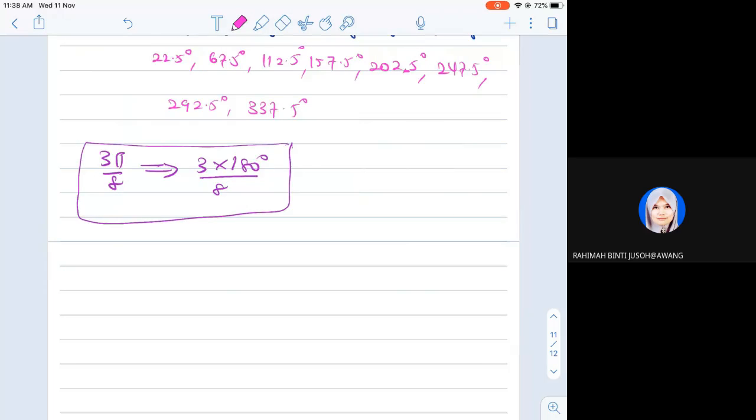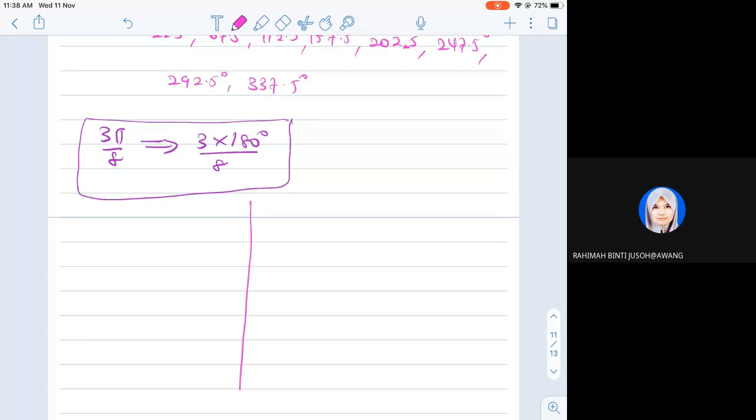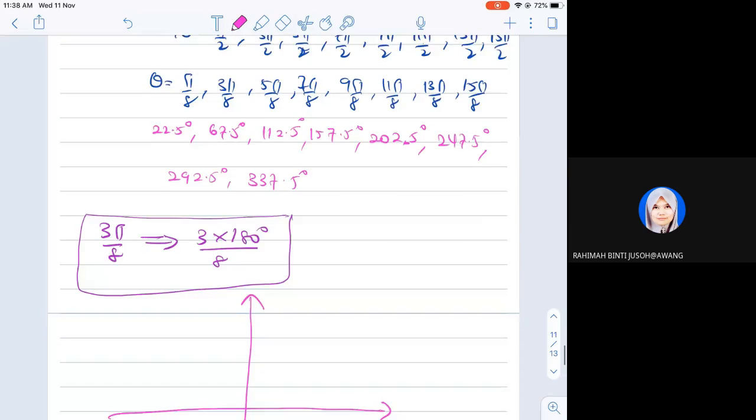Okay, so now let's plot the 8 petals. So it is located, okay.